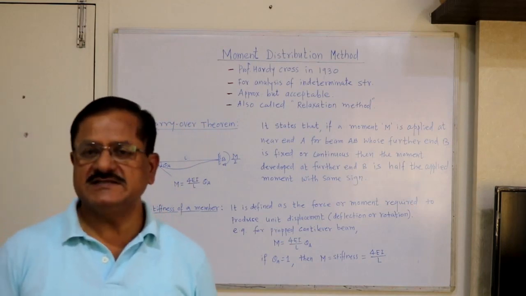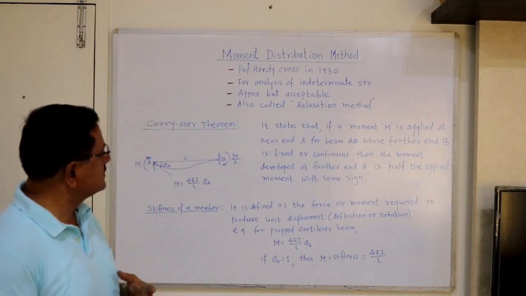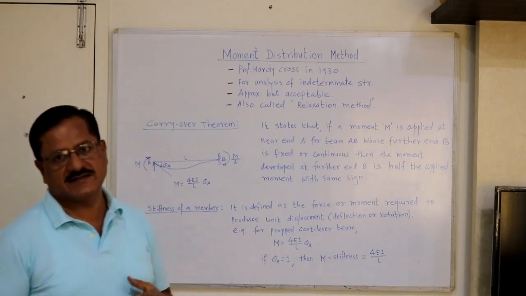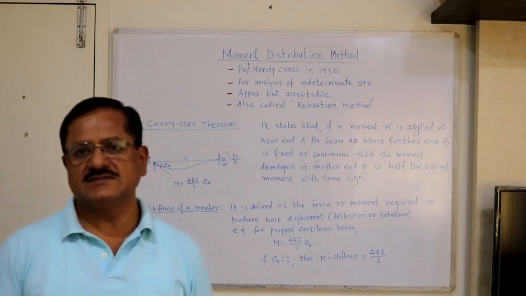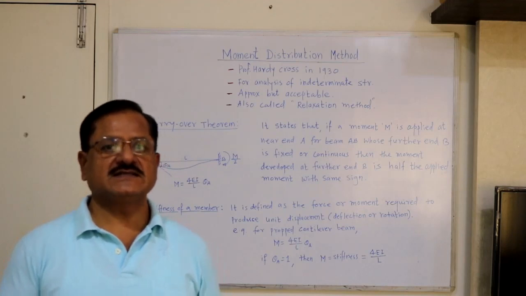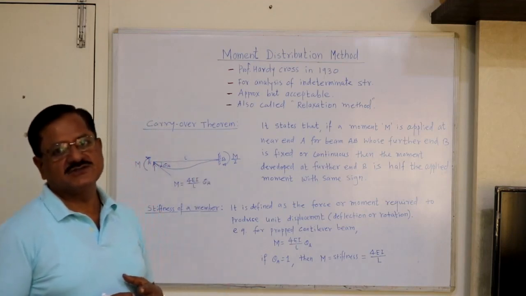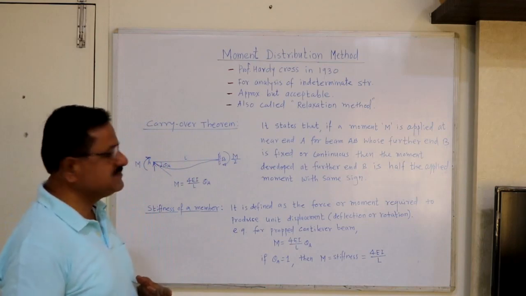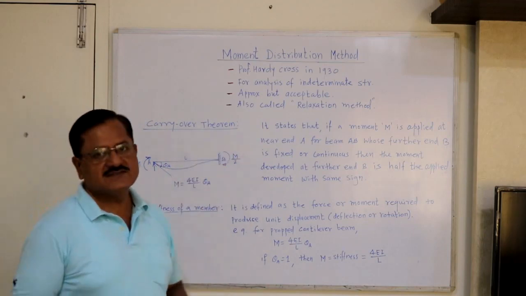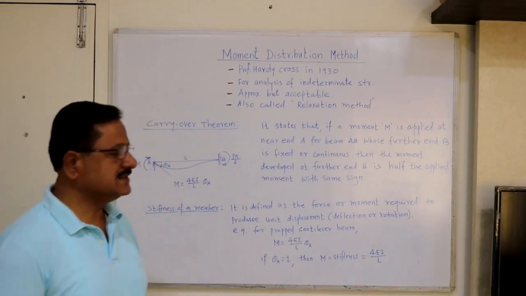So this is a technique. The technique used is called the relaxation technique. What Professor Hardy Cross did, he used a mathematical technique of relaxation for analysis of continuous beams or indeterminate frames, etc. That's why this method is also called the relaxation method or the Hardy Cross method.